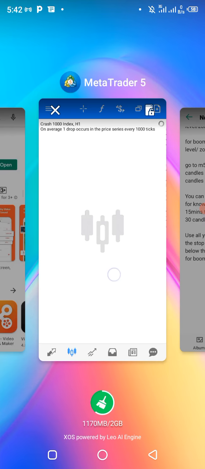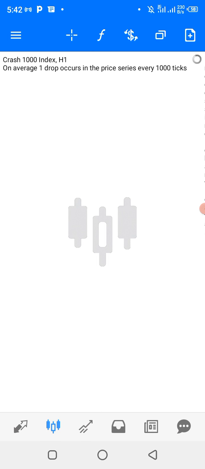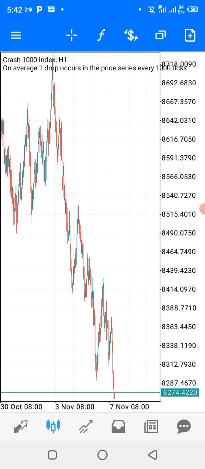So this is Crash 1000. Whatever I say in Crash 1000 exactly holds in Boom 1000 and Crash 500, and whatever I say in Boom 1000 holds for Boom 500.